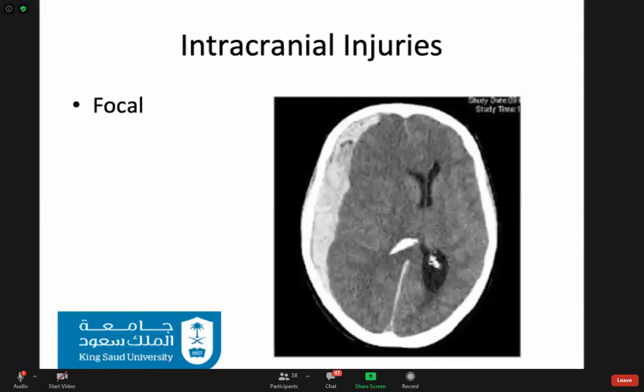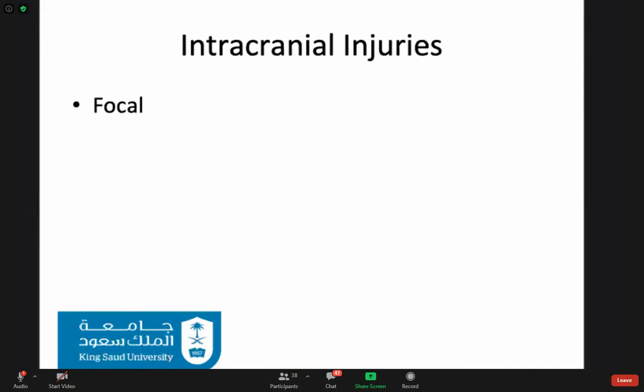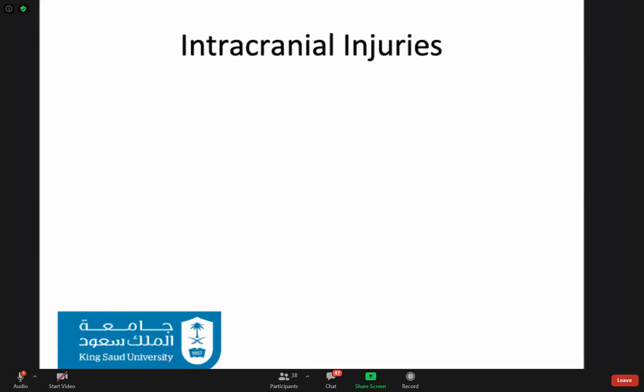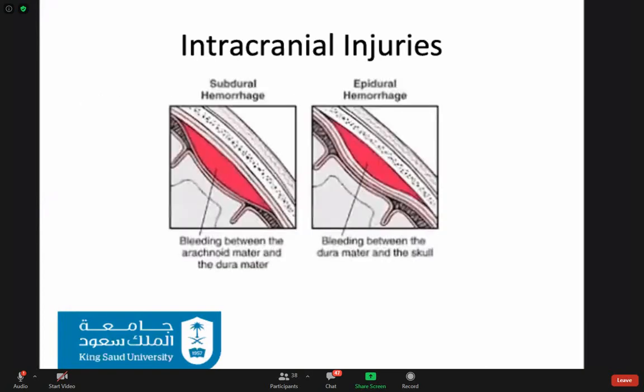We'll talk about the epidural versus the subdural and the differences between them. And then this is the focal bleed. What's the difference between the epidural and the subdural? Epidural is between the dura mater and the skull. Subdural is between the arachnoid mater and the dura mater.